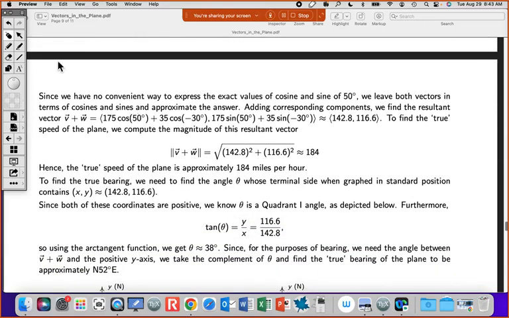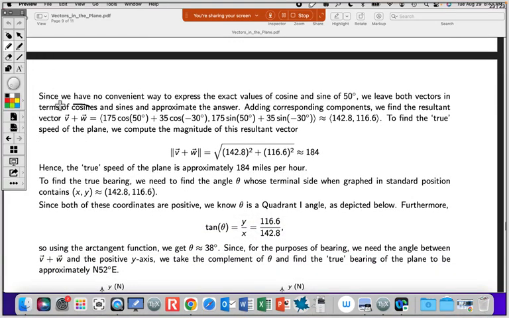So notice you're adding the plane and the wind speed. So you're adding the x components and then you're adding the y components. And we're told to round things. So that's roughly what the resultant vector is. So to find the true speed, we need the magnitude of the velocity here. So the v plus w and the magnitude, we square the components, add them up, take the square root, roughly 184 miles an hour.